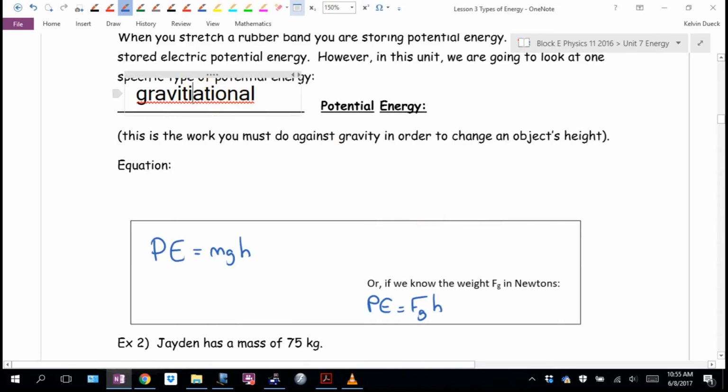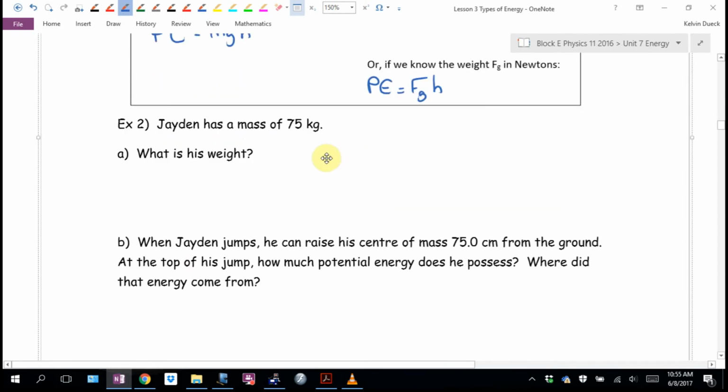You know what? I missed a T there, didn't I? I had an extra T. There we go. Gravitational. Spelled that wrong. Fixed it. Stickiness. I know.